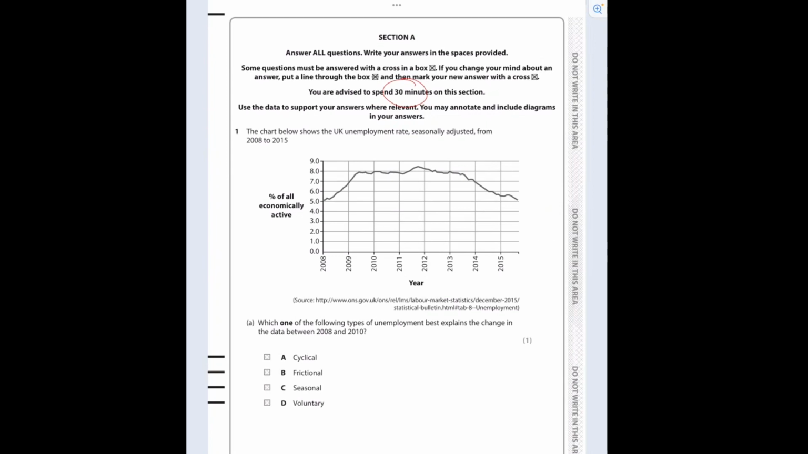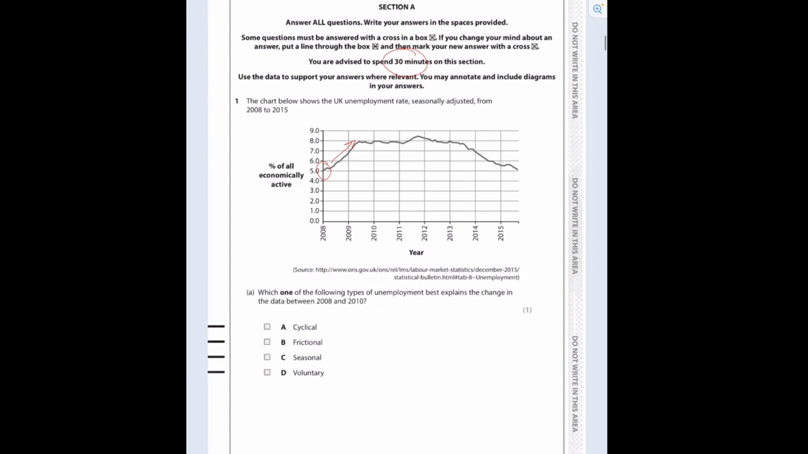So the chart below shows the UK unemployment rate seasonally adjusted from 2008 to 2015. This is the financial crisis. Obviously, it goes up. And this is pre-Brexit, 2015. Which one of the following types of unemployment best explains the change in the data between 2008 and 2010? Well, in this period, there is the financial crisis, so it's a recession. It is not frictional, it's not seasonal, and it's not voluntary. So the most likely one is cyclical because this is changes in the business cycle.